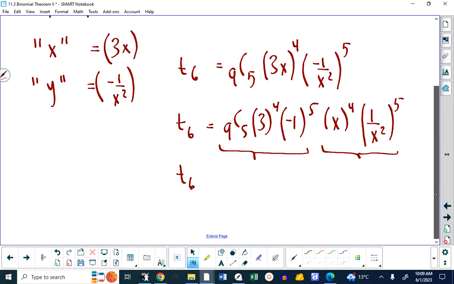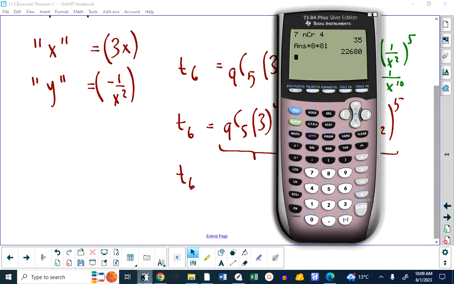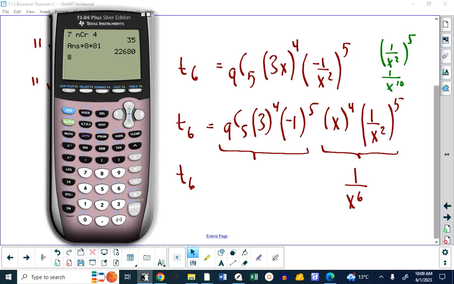We have a power of a power here. I don't think we need to write it in our work, but 1 over x squared to the 5 is 1 over x to the 10. So we have x to the 4 over x to the 10, which is 1 over x to the 6. And this, I couldn't even begin. I couldn't even estimate it.